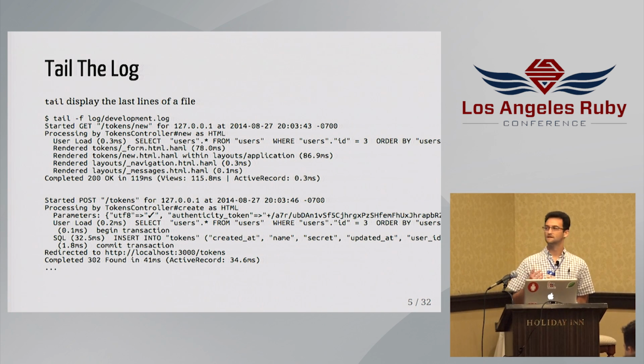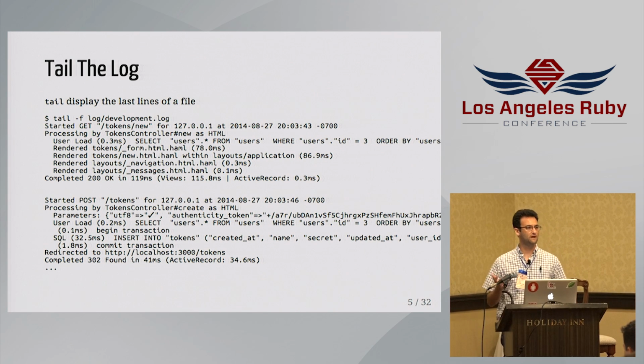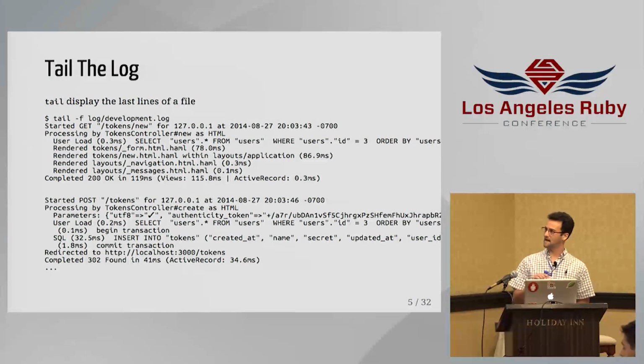Tail won't. So in this example, everybody's familiar with starting a Rails console, you see the output coming through. You can accomplish the same thing by just tailing the log, passing the -f switch to it, which tells it to wait for additional information.